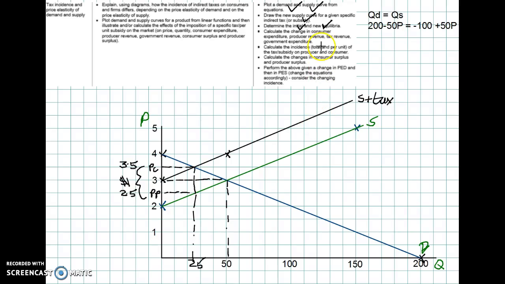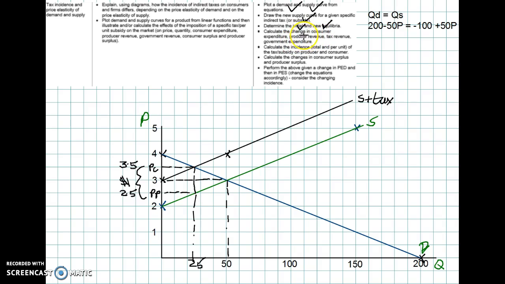Okay, so welcome to the second part of this video. Beforehand, we've covered these questions that you might get. So we finished off with the equilibrium and we got 25, and we got 3.5 for the consumer price and 2.5 for the producer price. Okay, and we finished off working that out. So now we're going to move on to looking at the consumer expenditure.